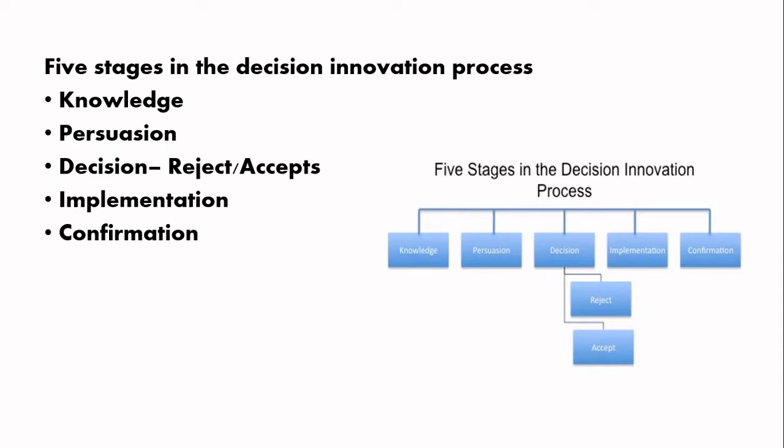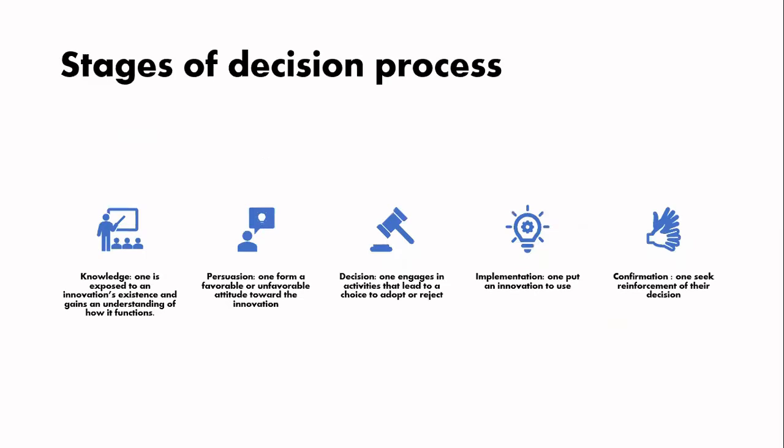One is knowledge, the second is persuasion, the third is decision, where we reject or accept, the fourth is implementation, and the last is confirmation. Okay, knowledge, persuasion. We come to the next slides. Knowledge is when a person is exposed to the innovation and gains some understanding of how it functions, right? When he is exposed to the innovation, he gains understanding about how it functions.